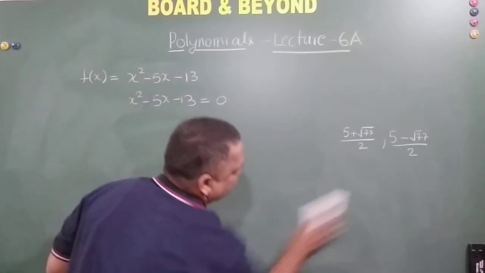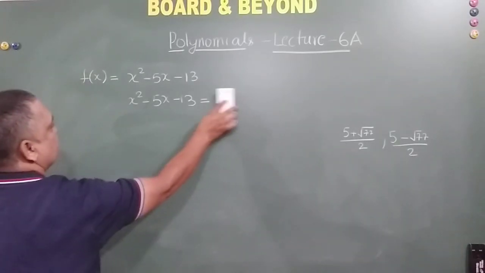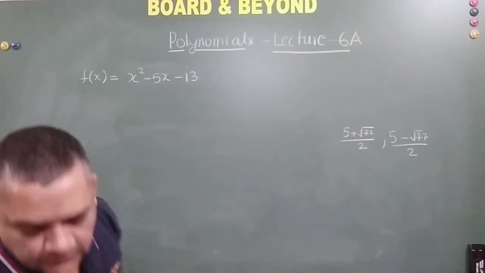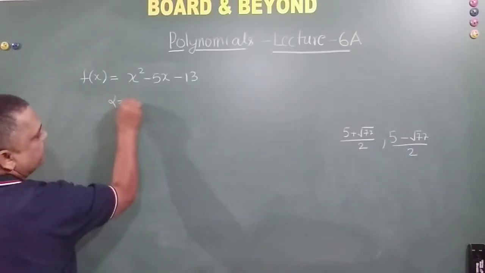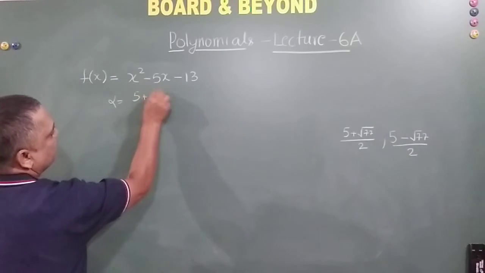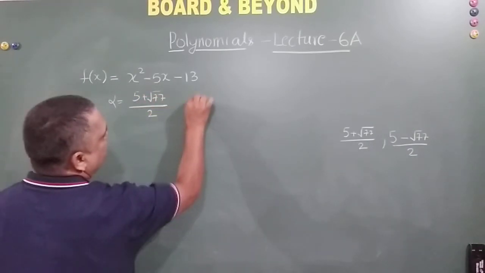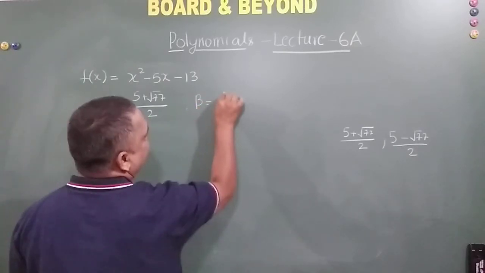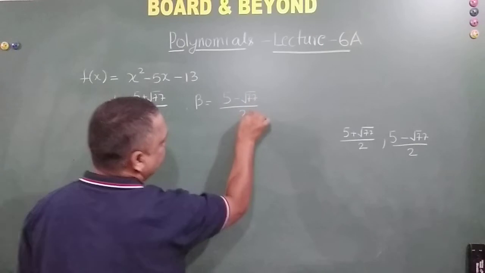So we have got the two roots, alpha and beta, right? Even this is also not required. Now we know alpha is equal to how much, friends? 5 plus root 77 by 2, and beta is equal to how much? 5 minus root 77 by 2.